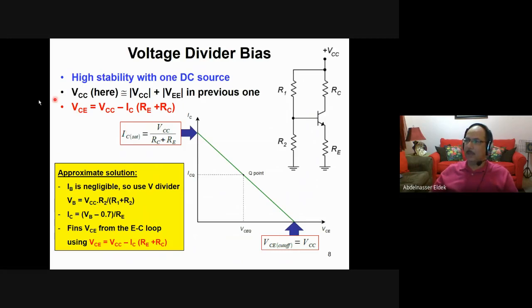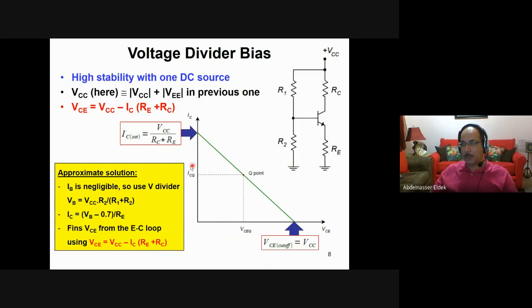If you want to draw the load line, if VCE is 0, then IC equals VCC divided by RC plus RE. This is the saturation current. What if IC equals 0? Then VCE and VCC are the same. So here is the cutoff voltage. If you know these two points, you can draw the load line, and you know that the operating point will be on this line.